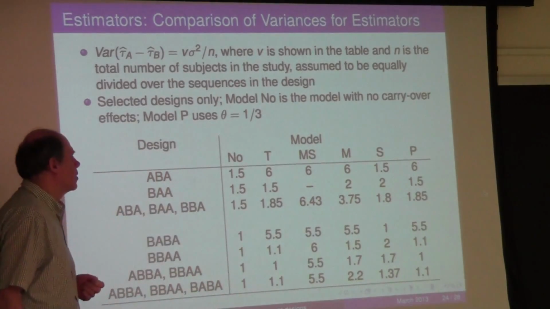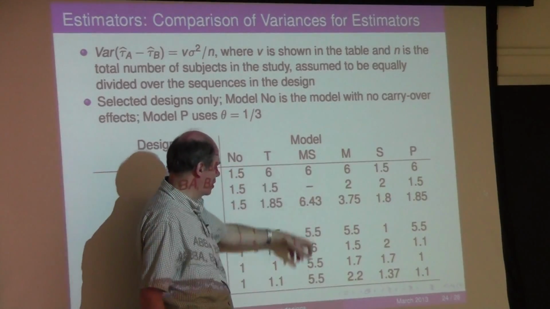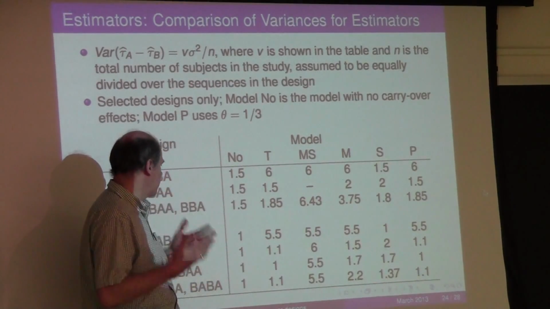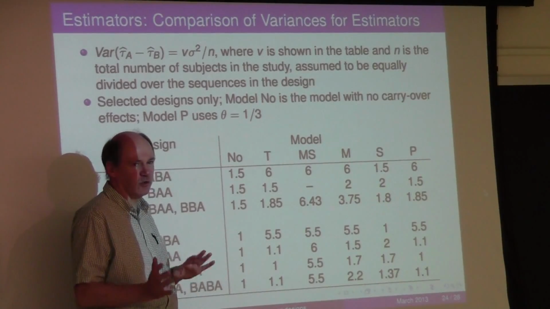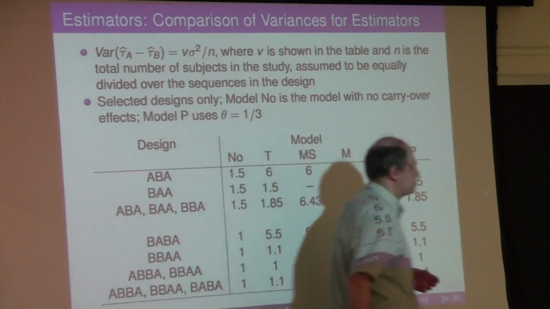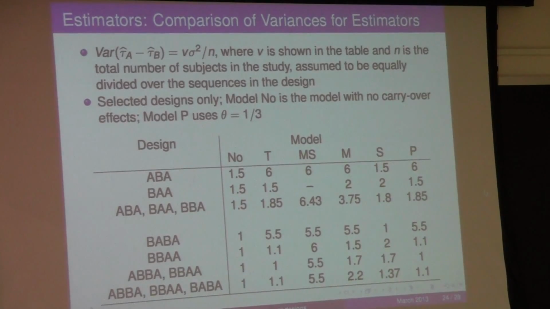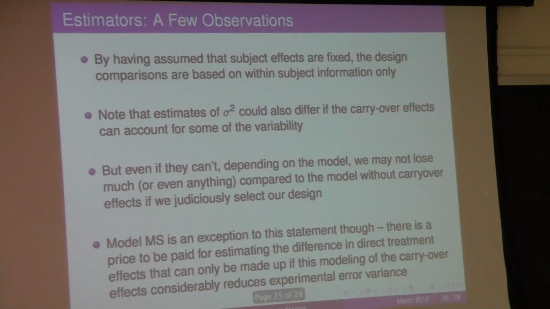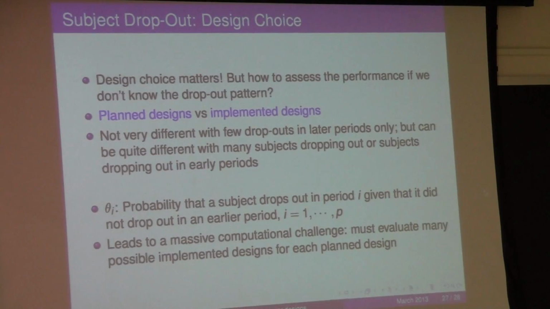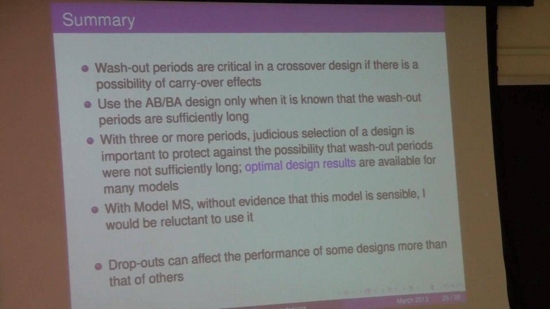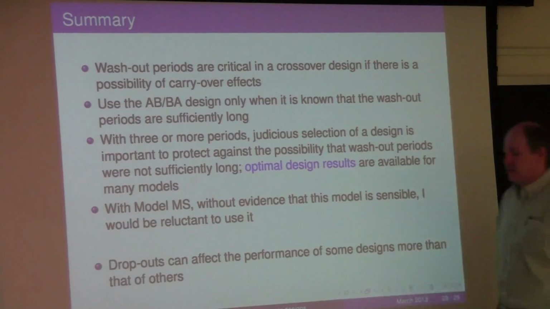So I would be very careful using this model. Only if I really know for certain that that's the right model, that's when I would use it. Otherwise, we want to avoid it. Okay, so let me try to come to a conclusion here. I have some other observations about this. I had something about subject dropout. I don't really have time to talk about this. So let me just conclude with a summary down here.